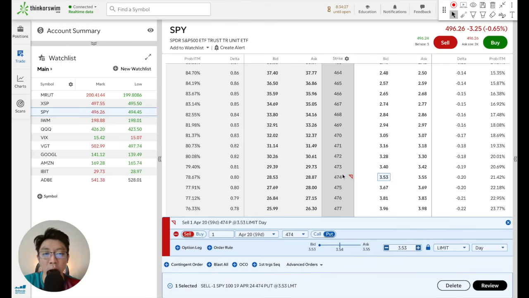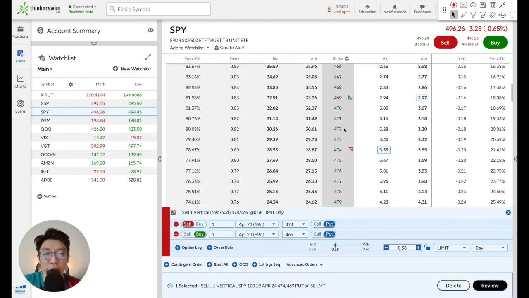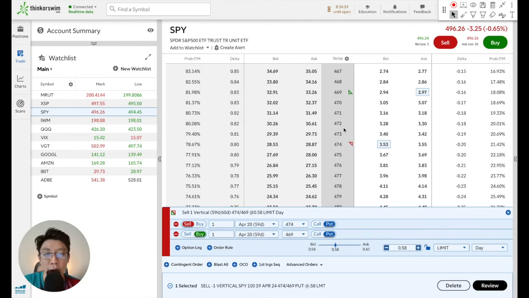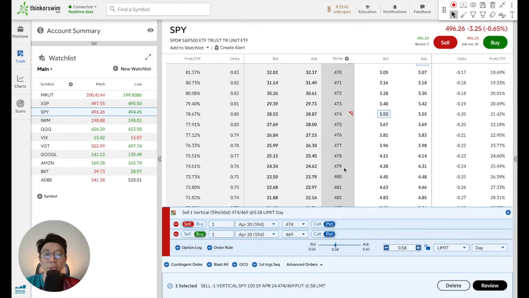So 474 minus 5, if my maths didn't fail me, is 469. So 469 to 474, you have a $5 wide strike. Down here, you can see you have roughly 58 cents. 58 cents is not a lot, but hey, you have a small account. That's what you have to play around with.